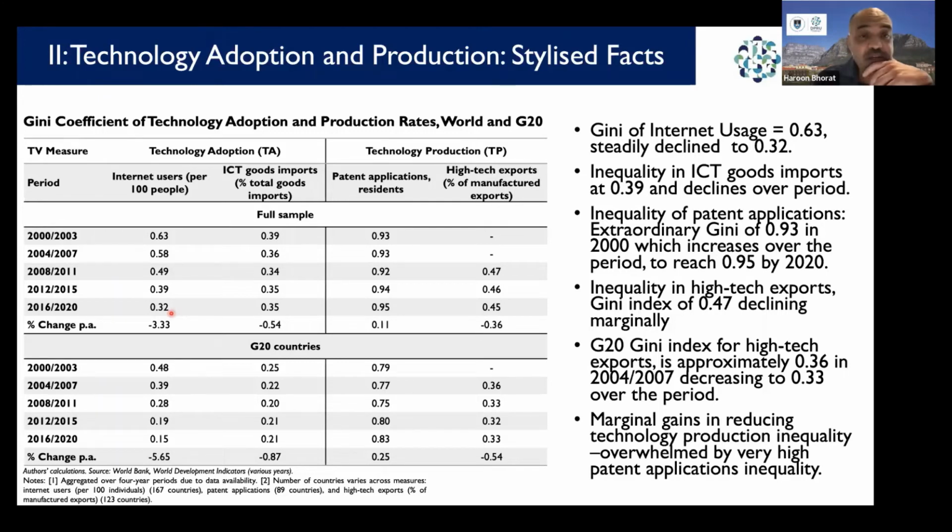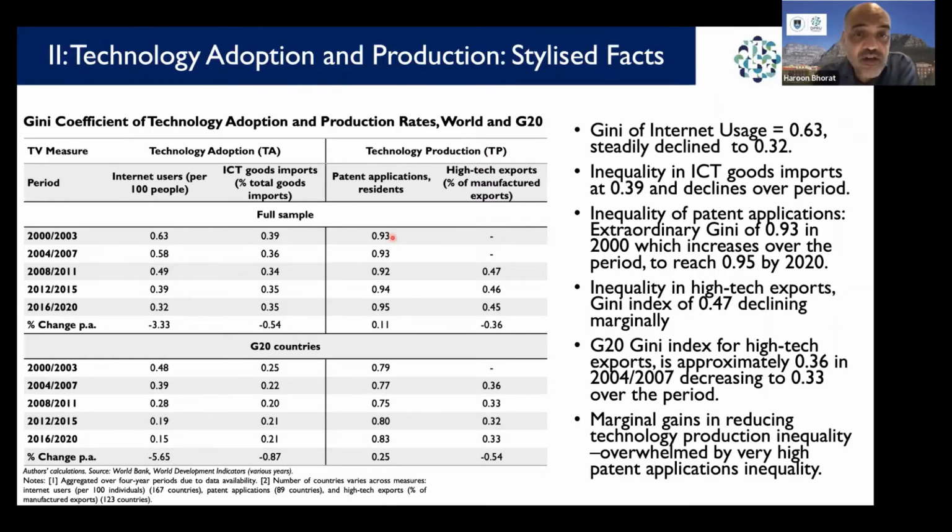What about other measures of inequality? Well, inequality in ICT goods imports, remember that's our second measure of technology adoption, has declined. I would say not sufficiently, but at least the absolute value is not very high. But look at the patent applications. This is where I want to take you. Technology production. This is the frontier. This is where things are moving in the future. Can you keep up with the leaders?